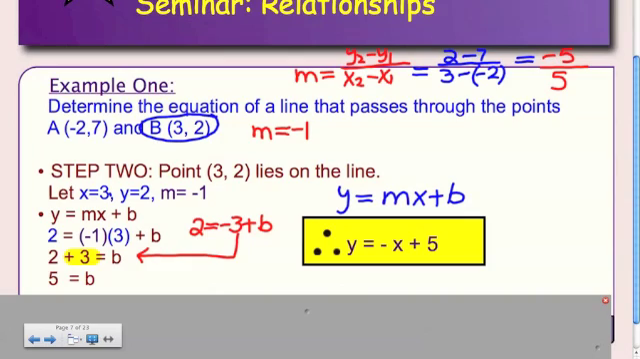Does everyone understand that? So this is when you're given 2 random points, okay? You always follow these steps. Step 1 was finding out what the slope is. Step 2 was picking one of the points and plugging it into the equation of the line to solve for b.